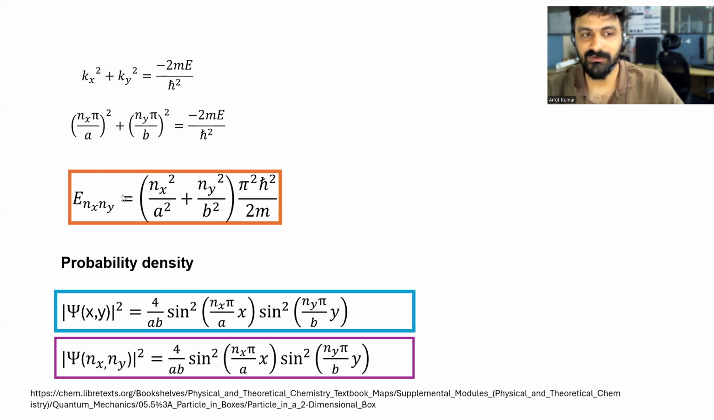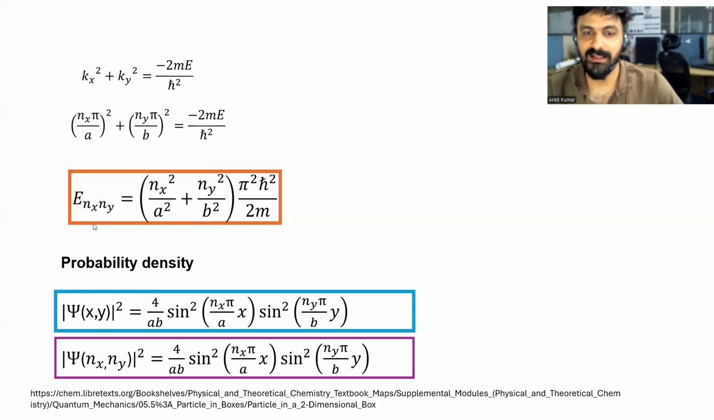Right. Notice something very important. Energy now depends upon two quantum numbers, that is nx and ny. Earlier, when it was a particle in a 1D box, it was only a function of nx, that is one quantum number. But here, energy is a function of two quantum numbers, nx and ny. And this is one of the major differences from the one-dimensional box.